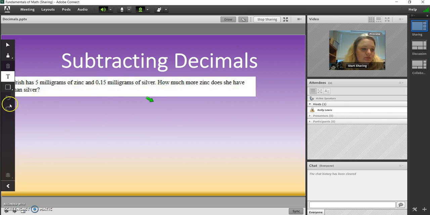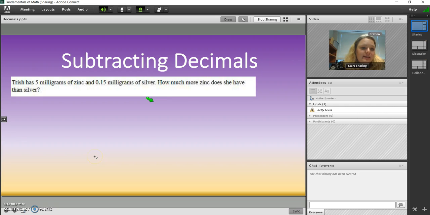Let's do subtraction. Trish has 5 milligrams of zinc and 0.15 milligrams of silver. How much more zinc does she have than silver? All right, so we're going to do 5. Remember, 5 is the same as 5.0 minus, okay, and this is 0, and then line up the decimal point, 1, 5. The big number always goes on top, and so we need another placeholder here.